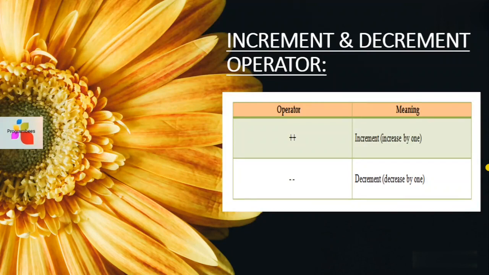Next is the increment and decrement operator, that is plus plus and minus minus. Plus plus means it increments the variable value by 1, and minus minus means it decreases the variable value by 1. So we can use plus plus as the increment and minus minus as the decrement operator in Java programming.